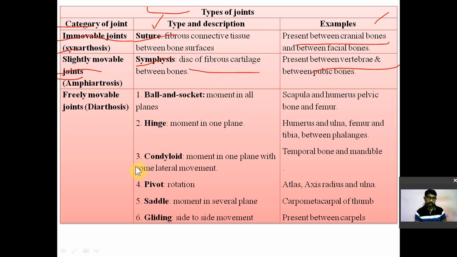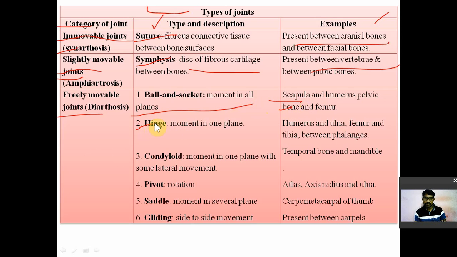The third category of joints is the freely movable joints. They are also known as diarthrosis. In that you have different examples. For example, the ball and socket joint. Movement in all planes is possible. This is present in the scapula and humerus, and in the pelvis also, the femur and pelvic joint.